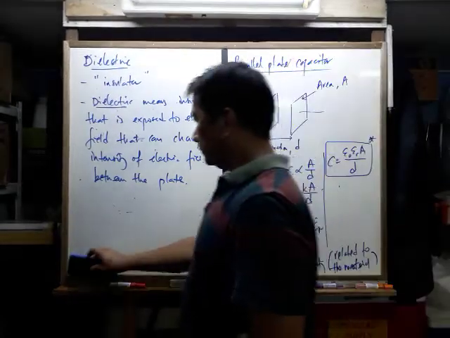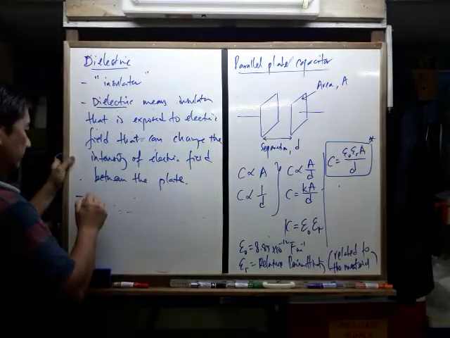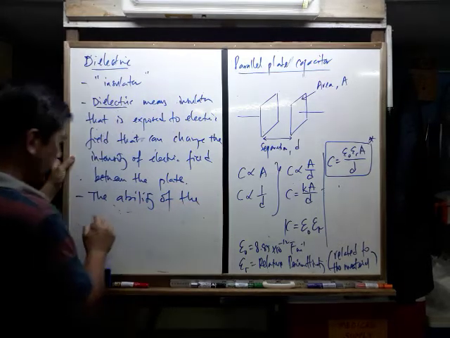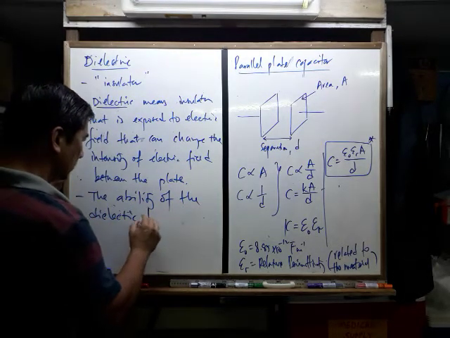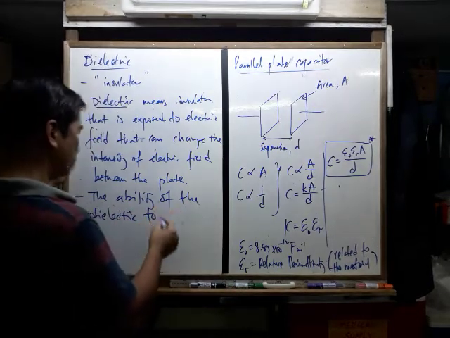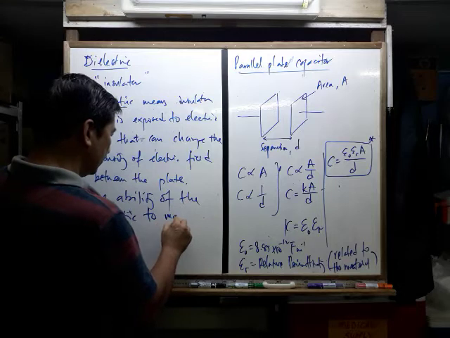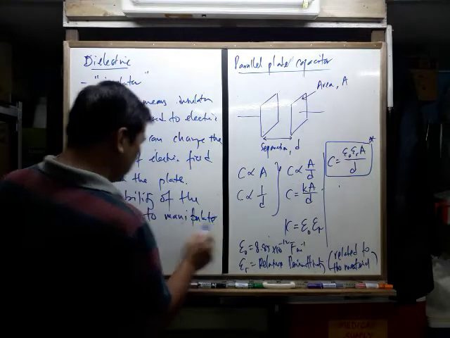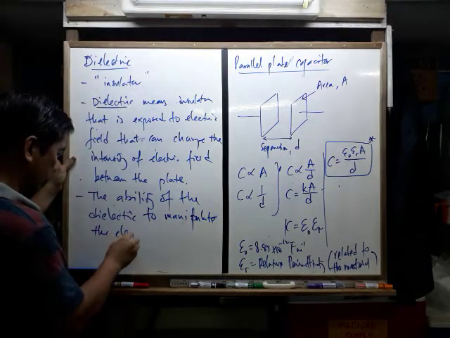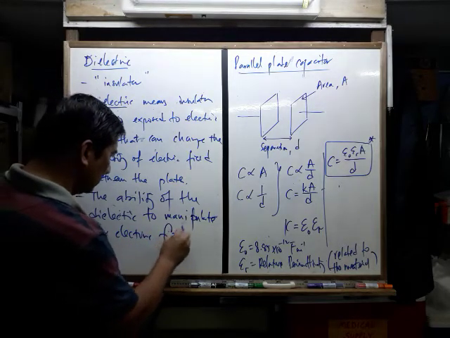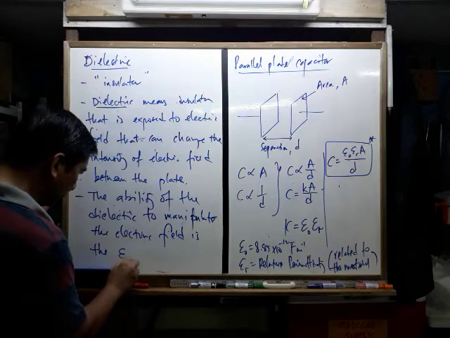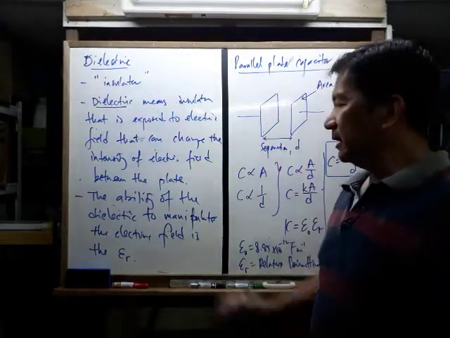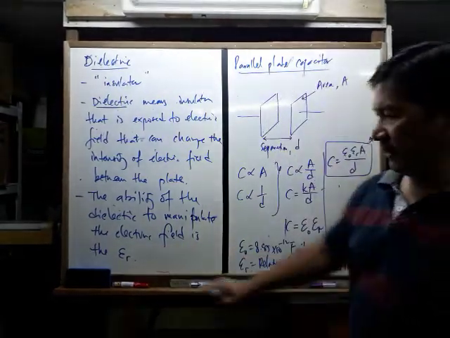Okay, so dielectrics are categorized by the ability of the dielectric to manipulate the electric field. That is the epsilon r. The ability of the dielectric to affect the electric field inside it, that value is called the relative permittivity, epsilon r.